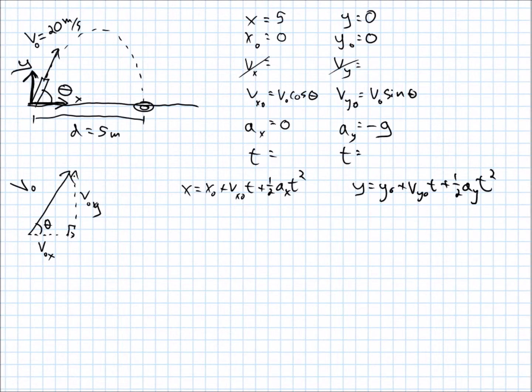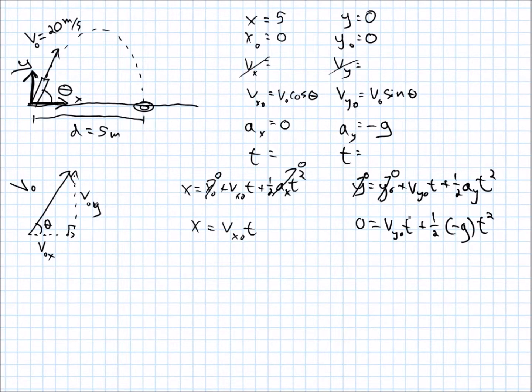So let's plug in the zeros that we have. I love doing that. X initial is 0. Acceleration in the x direction is 0. Y final is 0 and y initial is 0. So I've got x equals vx initial t. And I've got 0 equals vy initial t plus 1/2, let's plug in our negative g for acceleration in the y direction, t squared, and rearrange this a little bit, also canceling a t.